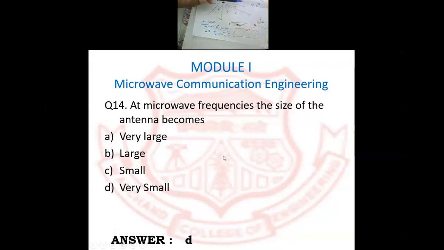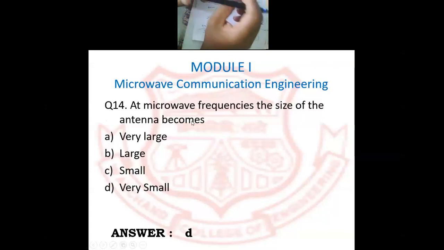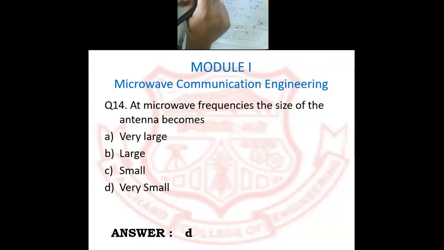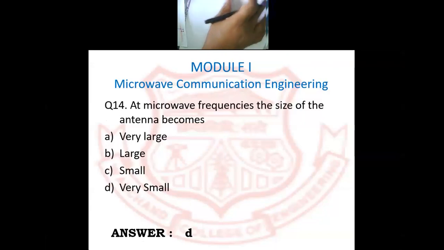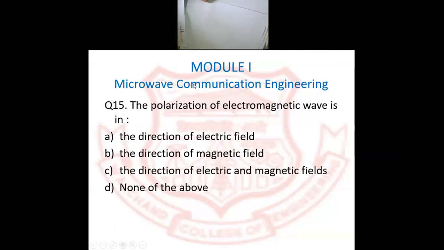Okay, so generally the answer is D, because the antenna size is depending upon the wavelength. Okay, antenna size is depending upon the wavelength, correct? So generally we say that antenna is lambda by 2 antenna, lambda antenna, lambda by 4 antenna. So that's why you can say it is very small. At a microwave frequency, the size of the antenna becomes very small.